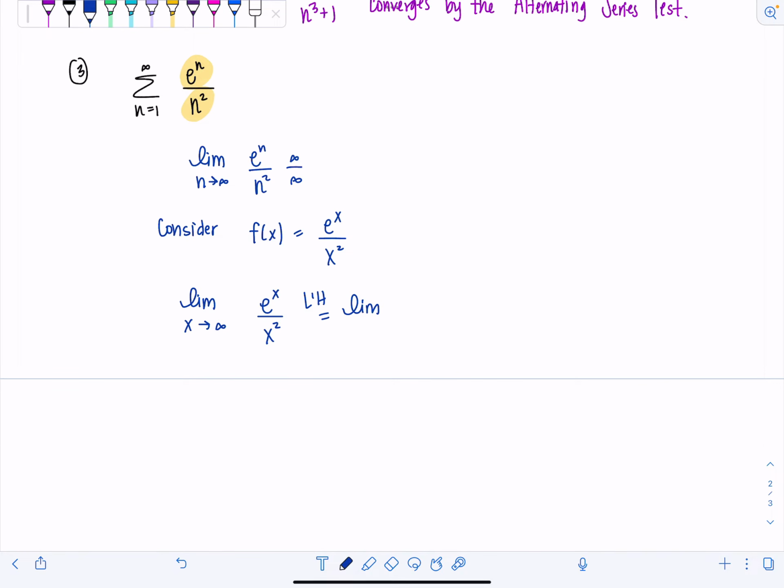So we've got the limit as x goes to infinity, derivative of the numerator, derivative of e to the x is just e to the x, and then derivative of x squared is 2x. We still have infinity over infinity, but we can apply L'Hopital's rule one more time. So this is the limit as x goes to infinity of e to the x over 2. And now this limit is just infinity over 2, which is infinity.